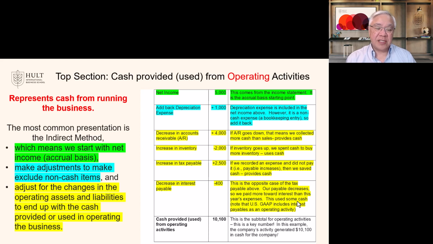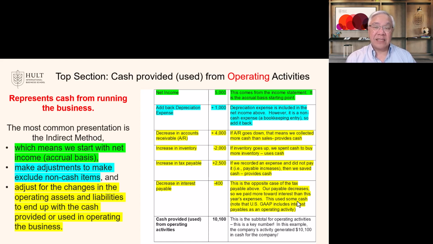Then we make adjustments for non-cash items. One example that is on almost every company is depreciation. Depreciation is a non-cash expense. Therefore, it does affect net income because it is an expense. However, it is added back to the net income when we're now looking at cash flow from operations. We add back depreciation to net income.